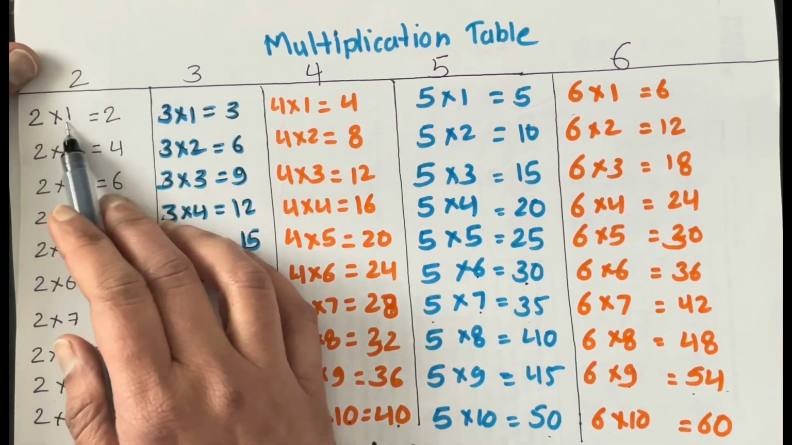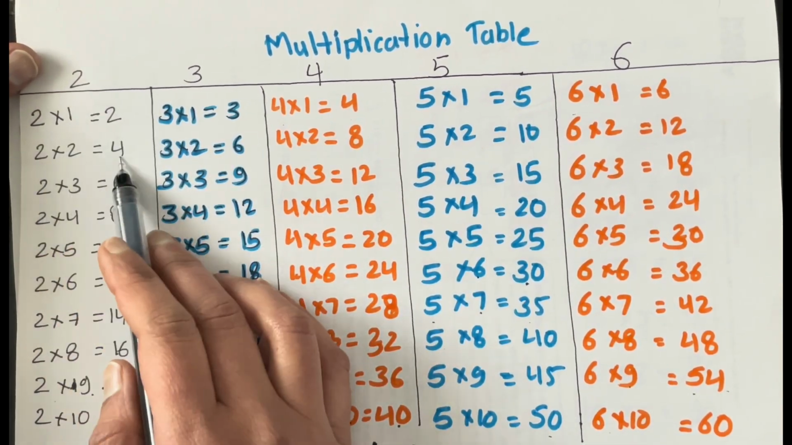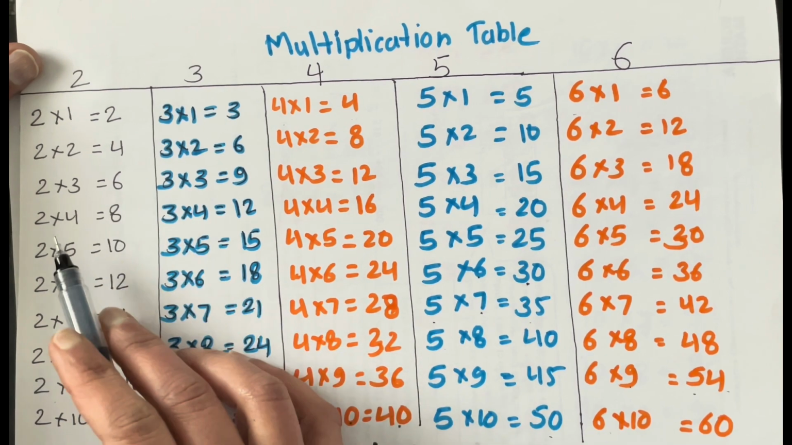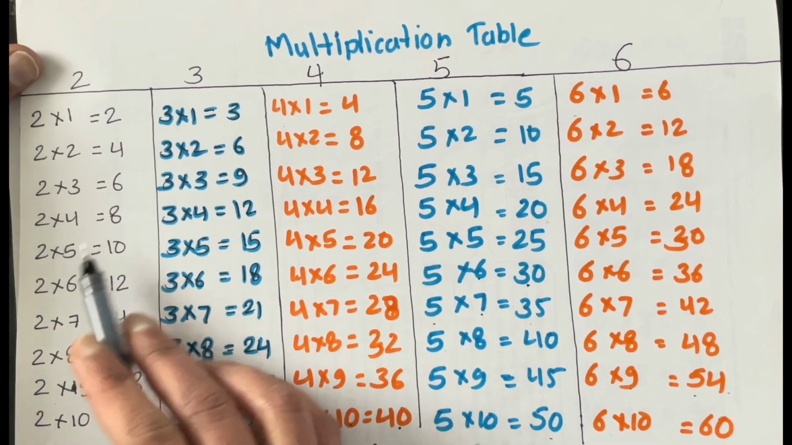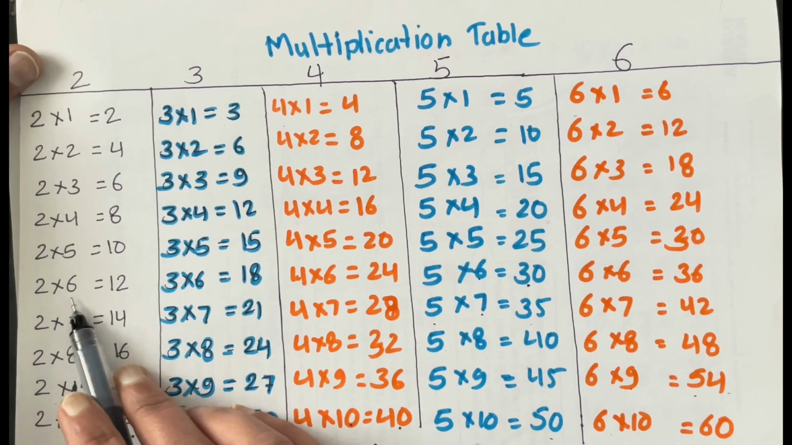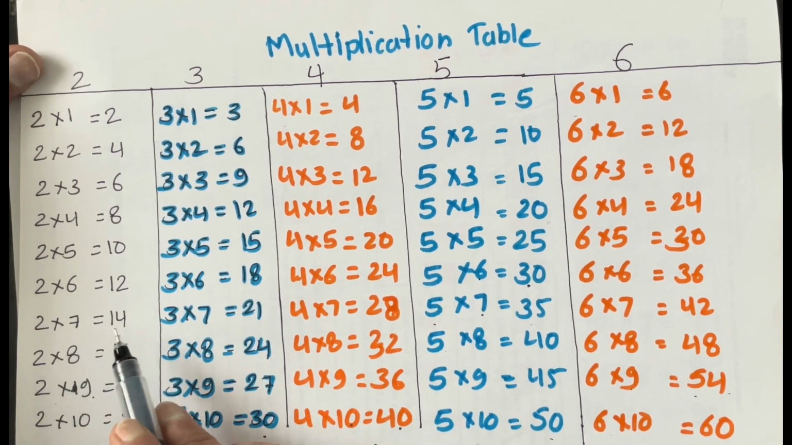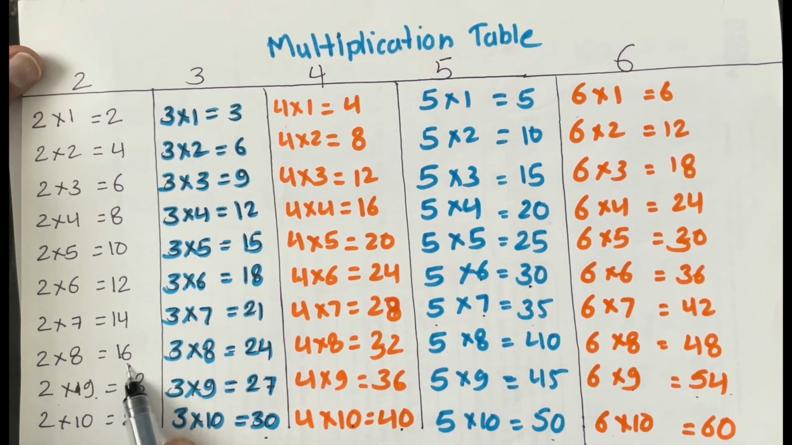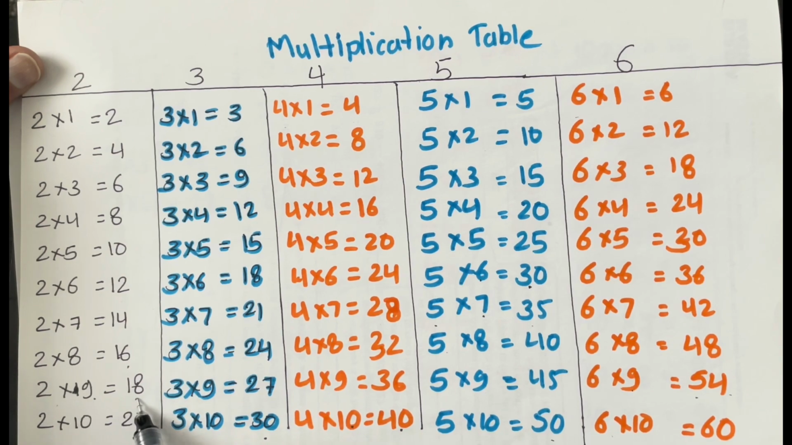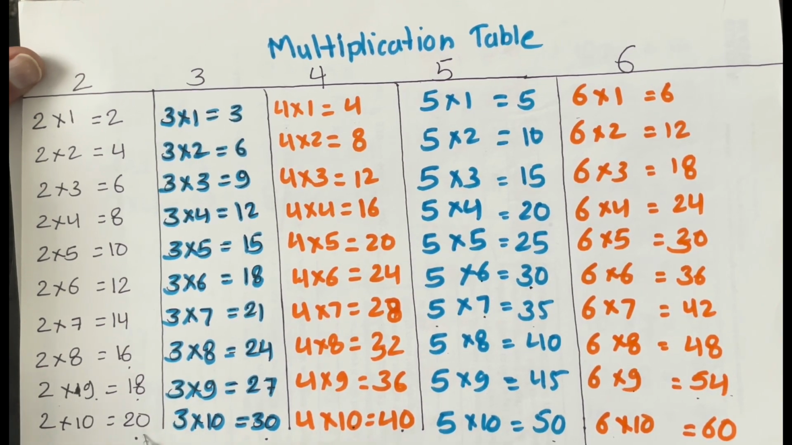Table of 2. 2 times 1 is 2. 2 times 2 is 4. 2 times 3 is 6. 2 times 4 is 8. 2 times 5 is 10. 2 times 6 is 12. 2 times 7 is 14. 2 times 8 is 16. 2 times 9 is 18. And 2 times 10 is 20.